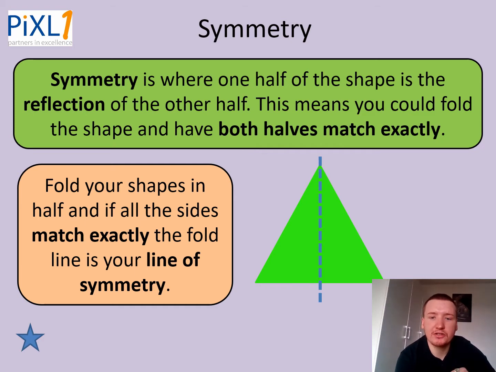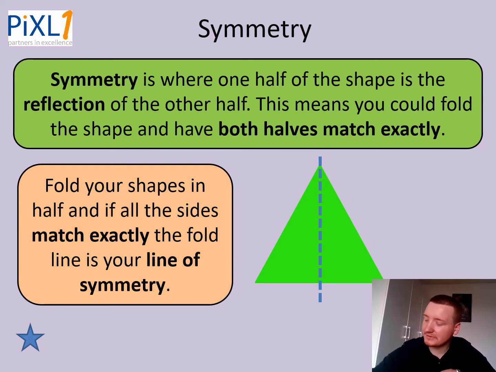We have, of course, a triangle that we looked at yesterday. If we were to fold the triangle, and it matches exactly on both sides, where both sides are touching when you fold it, it is a line of symmetry.